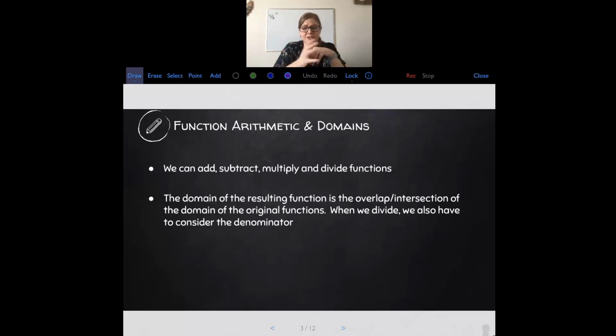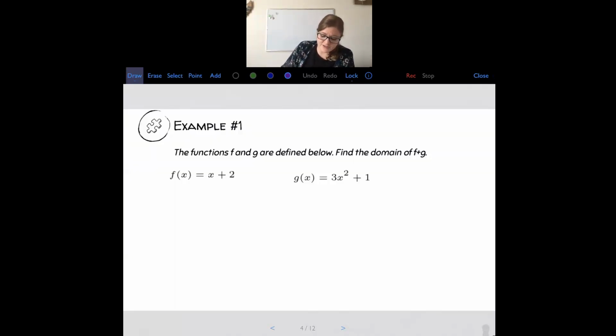When it comes to finding the domain of the resulting function, it's the overlap or the intersection of the domains of the original functions. So we have to look at the domain of the original and the domain of the resulting function. When we divide, we also have to consider the denominator, making sure that the denominator is not equal to 0.